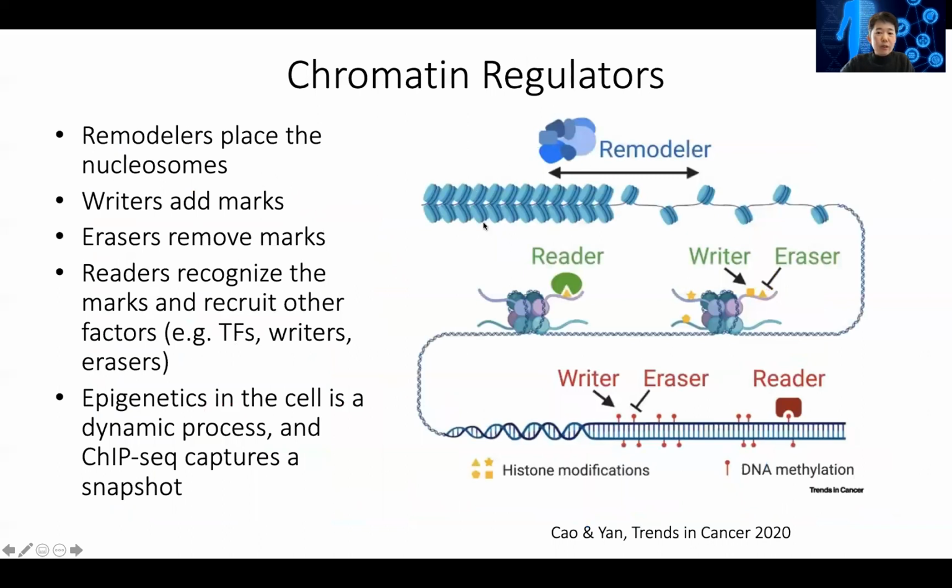And there's also something called a chromatin remodeler. So remodelers place the nucleosome into different locations. They help position them or help slide the nucleosome along the DNA. And writers add the mark, erasers remove the marks. Readers can recognize the marks, and usually after the recognition, the reader will try to recruit other factors such as transcription factors, and also help recruit additional writers and erasers.